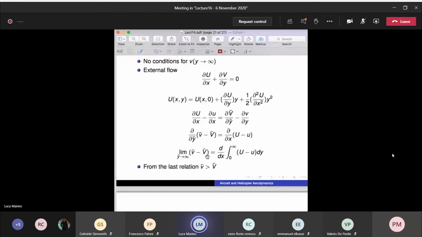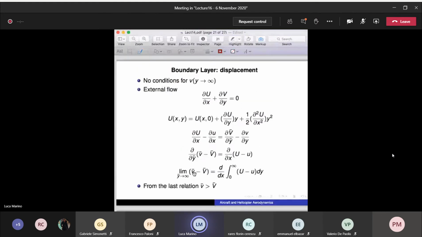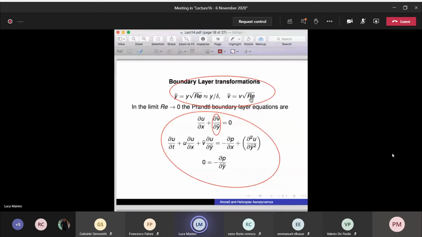So if the external value of the velocity is 0, you will find something which is not equal to 0. Obviously, this is a mistake. This disagreement is of order 1 over the square root of Reynolds, because the value of V is related to the square root of Reynolds. So if Reynolds is large, the mistake will be small.